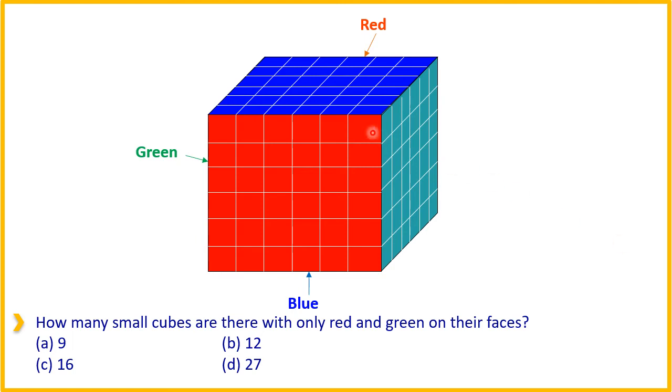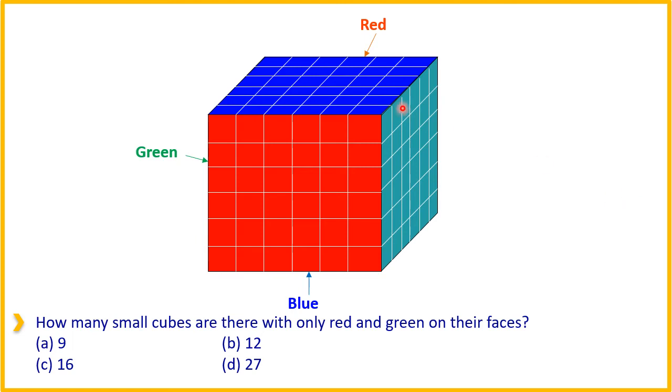Only red and green can be observed on the edge of intersection of red face and green face. So how many such edges will be there? There will be 4 such edges: 1, 2, 3 and 4, which is hidden to us. So these 4 edges we need to consider, and we want only red and green.